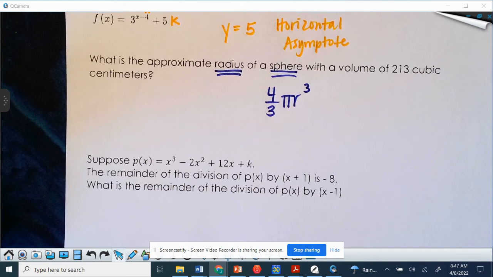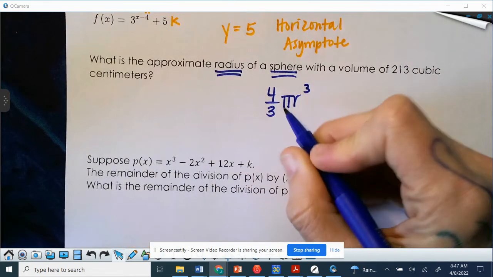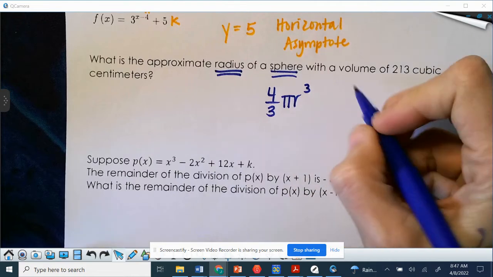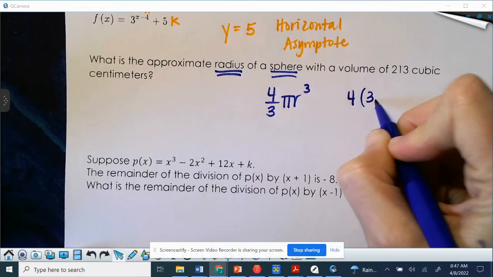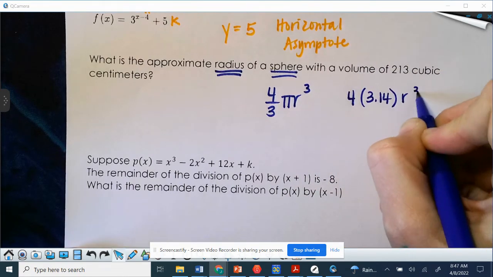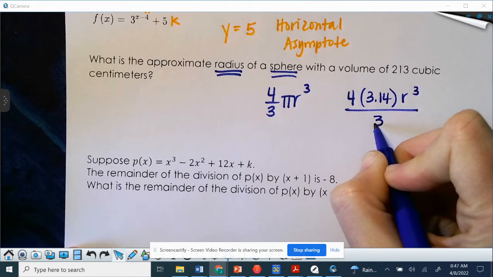We're used to doing pi r squared for most things circular, but this one is its own beast, and we're used to doing 1/3 for most of our other volume formulas, but again, this is its own beast. So 4/3 pi r cubed. We're going to use 3.14 to figure this out because we have to use something. So I'm going to do 4 times 3.14 times r cubed, all over 3.